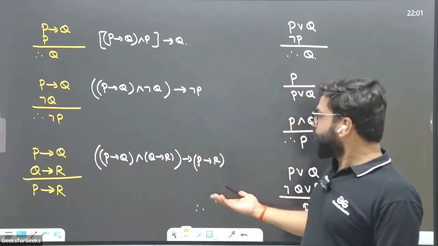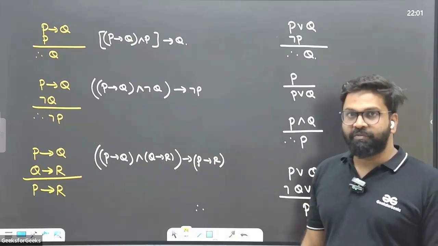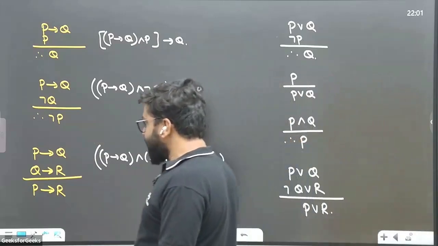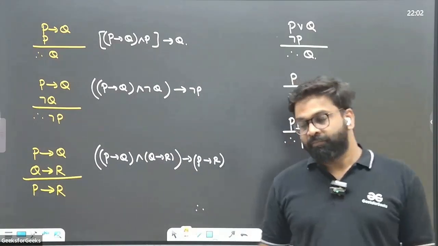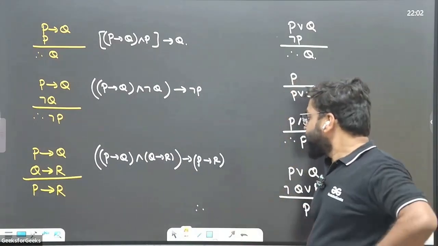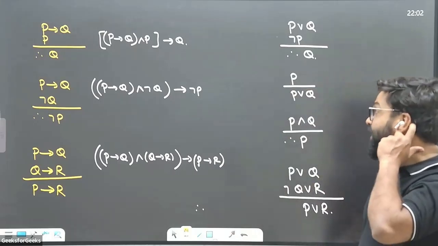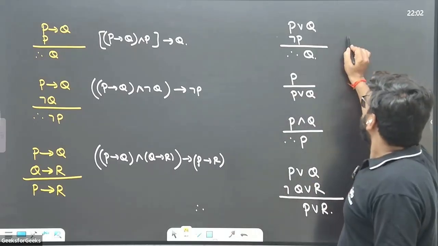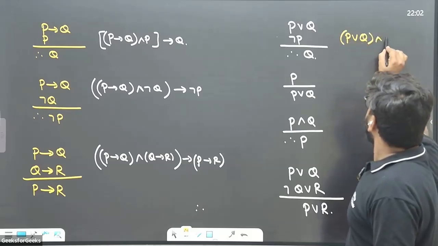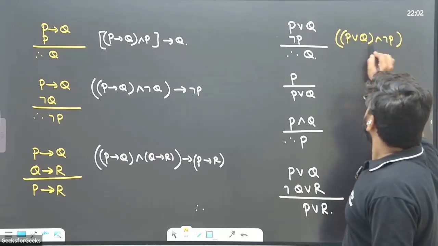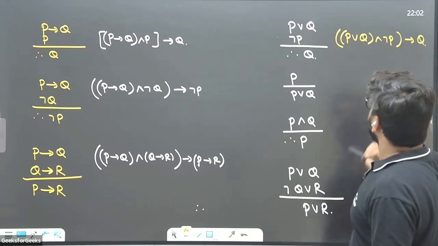And the third one is a transitive rule. I don't think you need any explanation to understand the third rule. P implies Q, Q implies R, and that's how you're getting P implies R. Let's talk about this one. I have already explained this, and I don't think you need any explanation related to it. P or Q and negation of P. Therefore, the whole thing is implying Q.